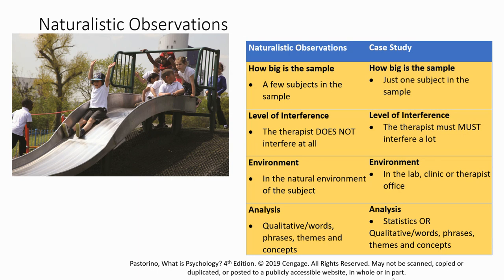You're just observing them in the natural environment. And of course, the environment is the natural environment, wherever you find that animal or person naturally. Now, most of these naturalistic observations are going to be qualitative in nature. Why? Because you're just taking lots of notes. The swan did this, the chimp did that, the person did this. And then you're just taking notes after notes after notes.